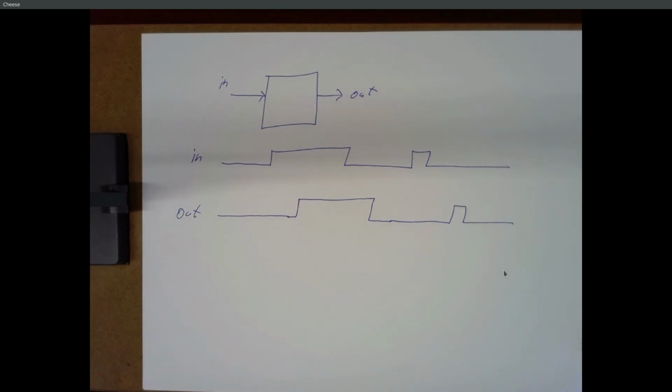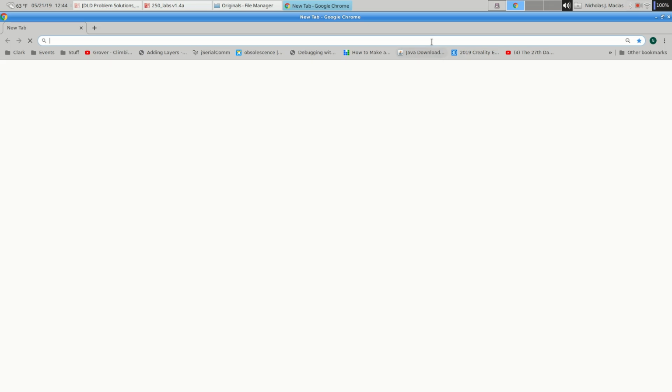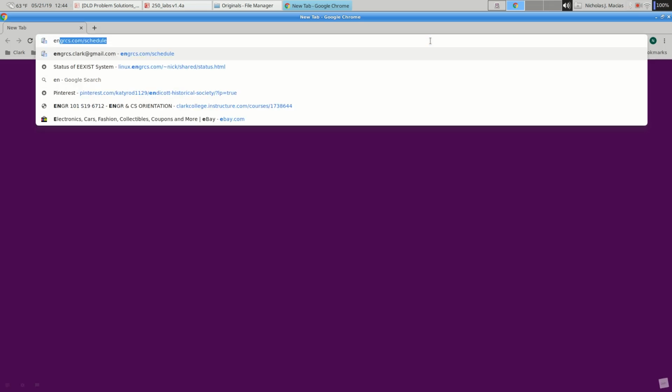So how do we do this? We're going to use the 555, wired for about a 2-second pulse, and you're going to use a new chip, the 74LS374. This is a flip-flop. Flip-flops rock, so this will be good. And it's actually an octal flip-flop. It's got 8 flip-flops inside. So let's look at the data sheet.